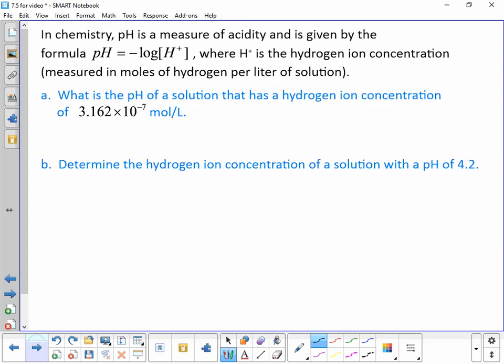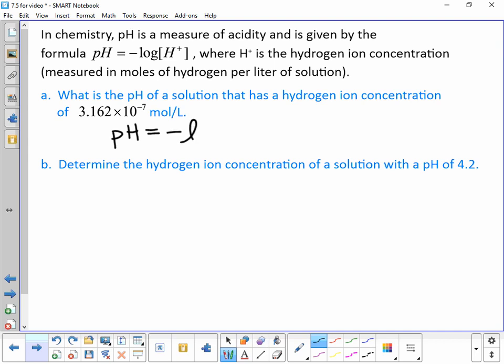Okay, one last problem. It is in context again. This time we have a logarithmic equation to deal with. So we have in chemistry, pH is a measure of acidity of solutions, and it's given by the formula pH is equal to the negative log of H plus, which H plus is the hydrogen ion concentration. So part A says, what is the pH? So we're trying to find pH. What is the pH of a solution if it has a hydrogen ion concentration of 3.16 times 10 to the negative 7th moles per liter?